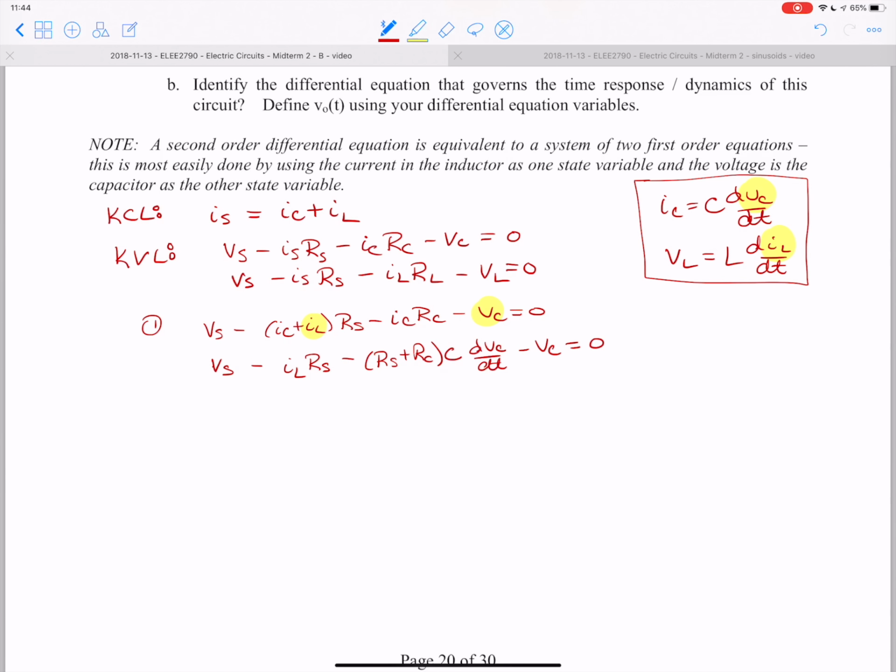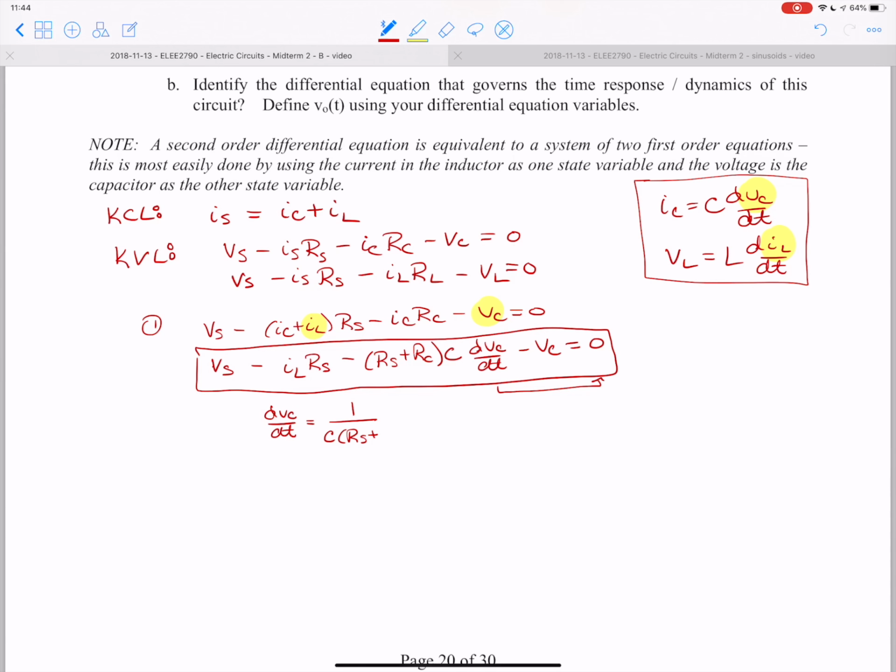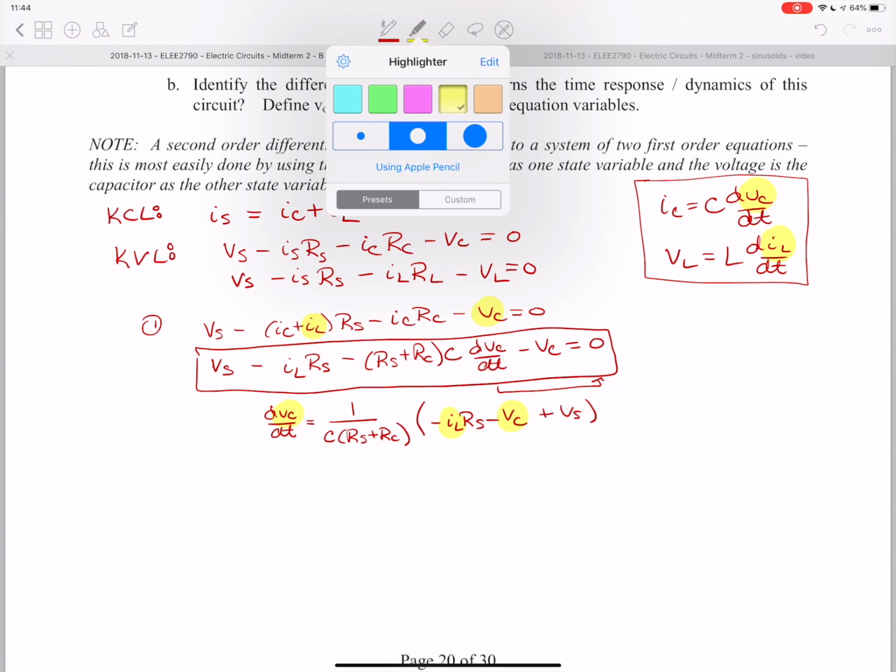And now we note that this is in a pretty standard differential equation form. We could end this here, or we can rearrange this slightly to say that dVc by dt, we move this over to the right-hand side of the equal sign. dVc by dt is equal to 1 over C times Rs plus Rc, and then we write down the rest of the pieces that we have left. So these are minus ILRS minus Vc plus Vs. But notice that this is perfect because we have this in terms of our two variables and our input.